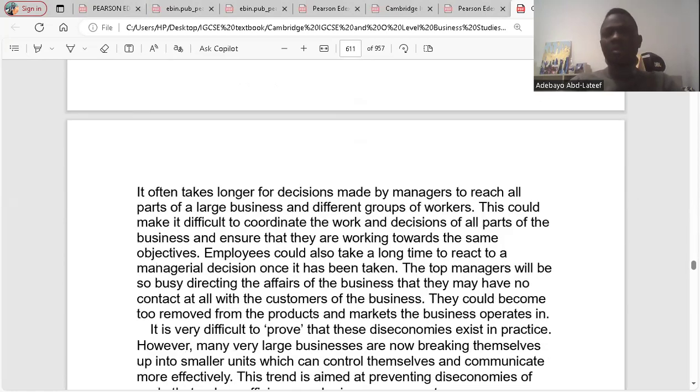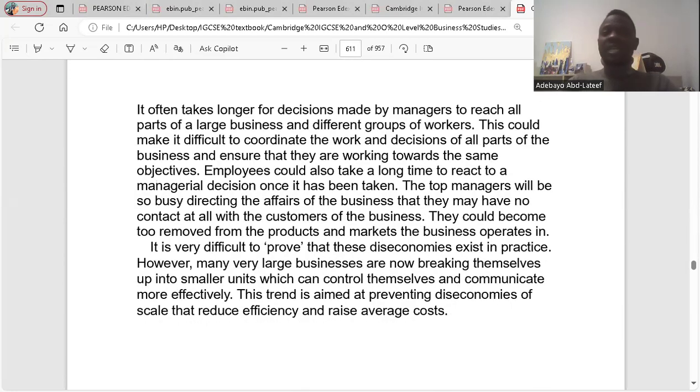The third one, weak coordination. It often takes longer for decisions made by managers to reach all parts of large businesses and different groups of workers. This could make it difficult to coordinate the work and decisions of all parts of the business and ensure that they are working towards the same objective. Coordination becomes difficult because it's a big business with different departments, and you might not be able to reach each worker or department at the right time. But if it is a small business, you can coordinate them immediately.